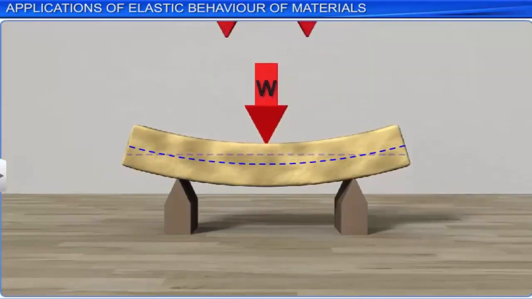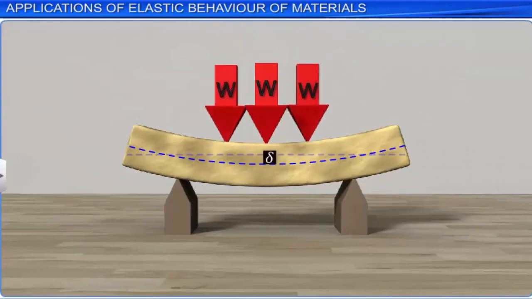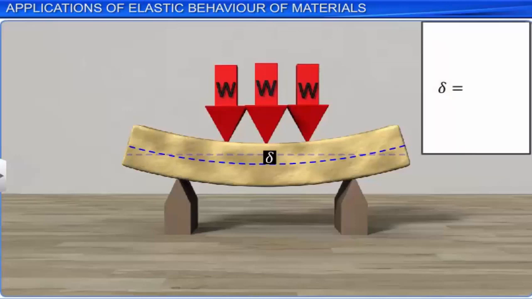As the calculation involves high-level mathematics, we avoid the derivation of the expression in our context. It is equal to the load W times the length L cubed divided by 4 times the product of the thickness A, width B cubed, and Y, Young's modulus of the material of the beam.